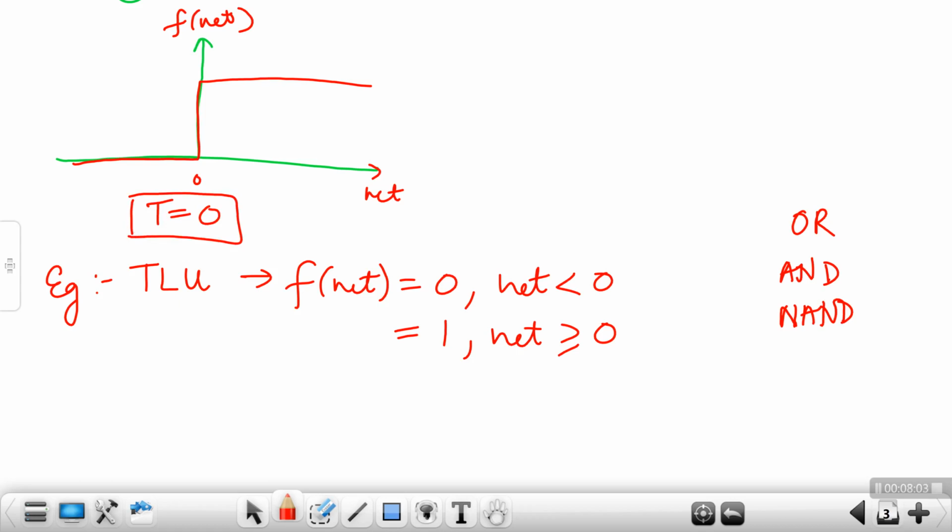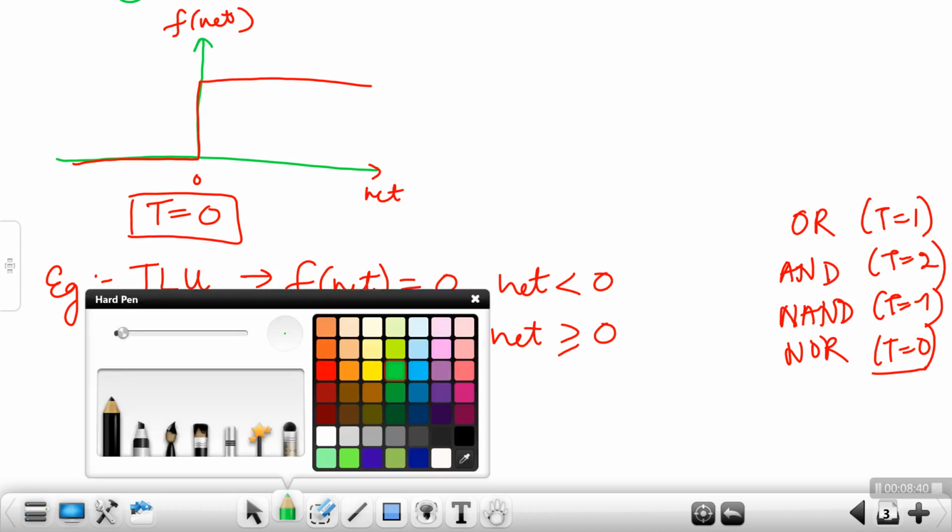But whenever we designed the gates using the McCulloch-Pitts neuron model, you will see that for a 2-input OR gate the threshold is 1. For a 2-input AND gate the threshold is 2. For a NAND gate the threshold is equal to -1, and for a NOR gate the threshold is equal to 0. So the threshold is varying every time, but almost all the activation functions which we have studied are centered around 0.